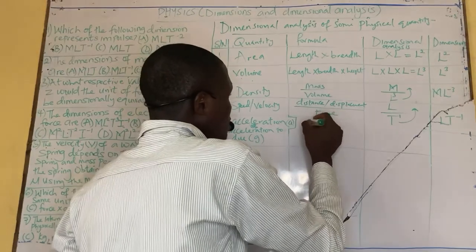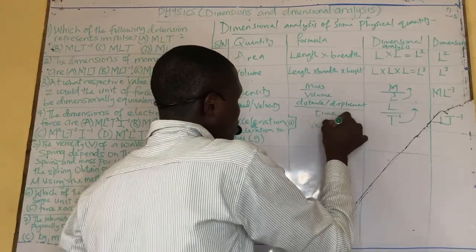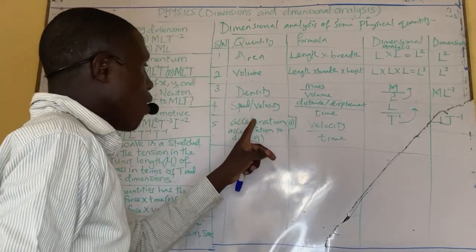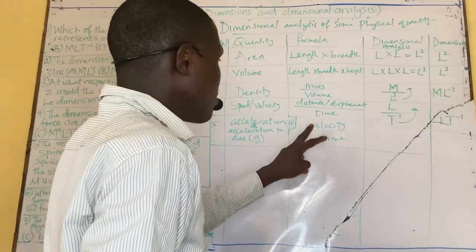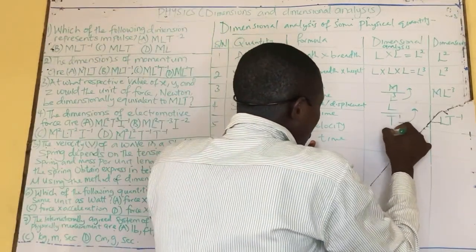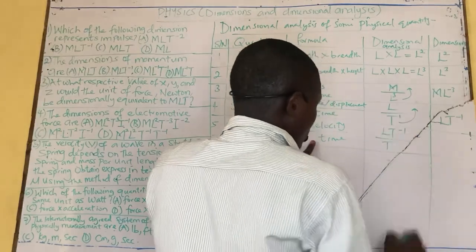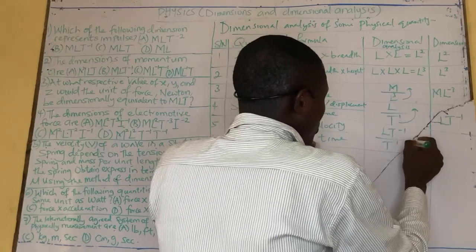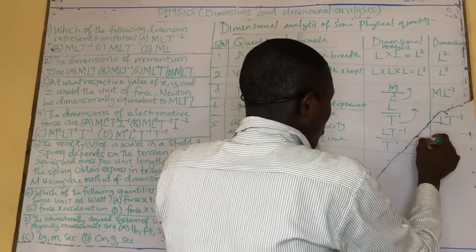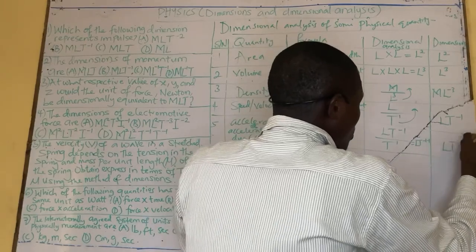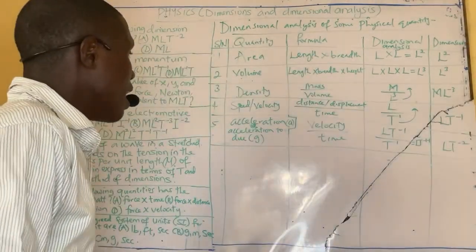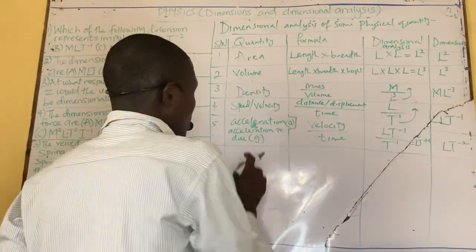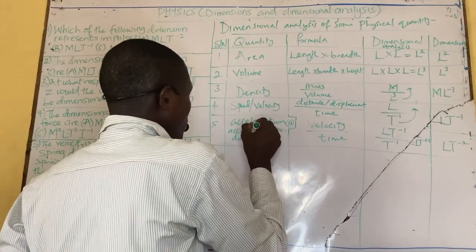Now acceleration itself is velocity over time. Please note that. Acceleration or acceleration due to gravity, we can take as velocity over time, which is L per T all over T. And this T is raised to power 1, so when it comes up, it becomes minus 1. So it's going to be L T to the power minus 1 minus 1. So we have L per T squared. Please note that: L per T squared is the dimension of acceleration or acceleration due to gravity.